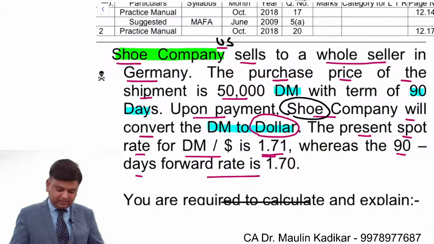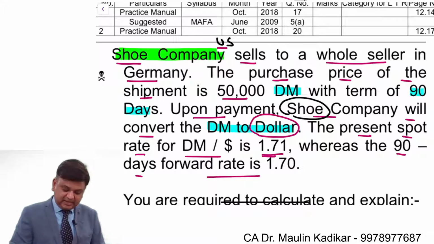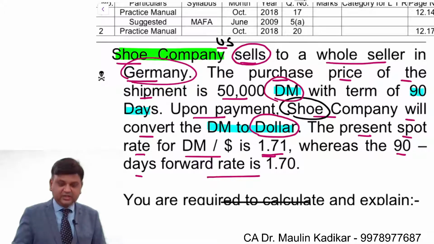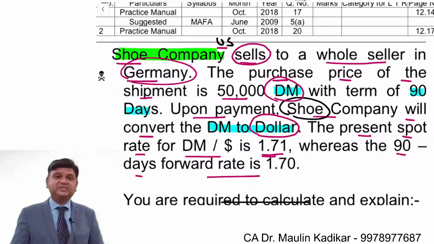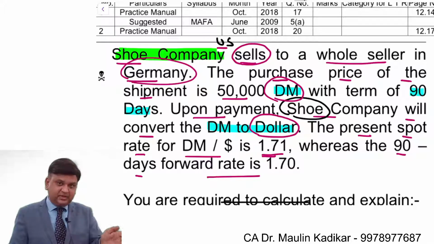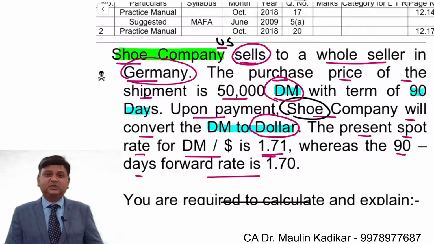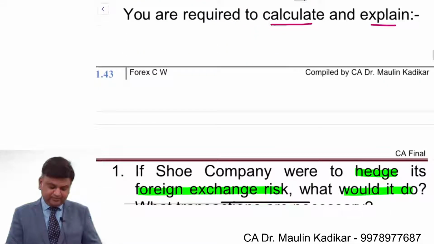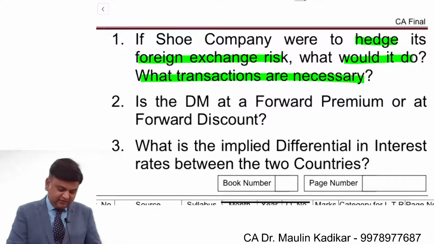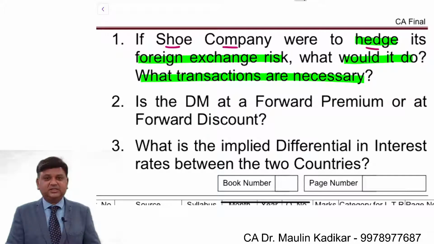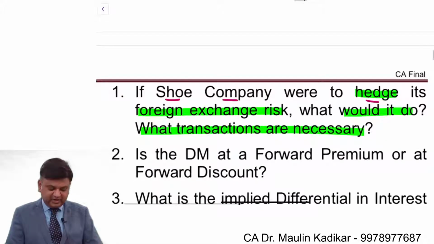So shoe company is a US company. I'm reading the question again from the beginning. Shoe company, a US company, sales means exported to a wholesaler in Germany. The purchase price of the shipment is 50,000 Dutch mark, meaning Dutch mark is the consideration in which the German company is going to make payment to me. It means that the US company is exposed to foreign exchange risk. The question says that if the shoe company were to hedge its foreign exchange risk, what would it do? We can say something like this.